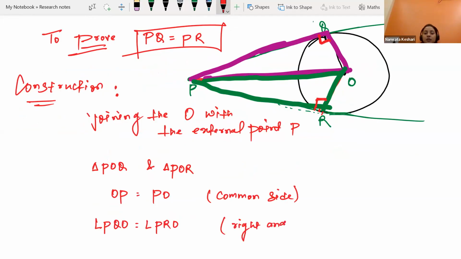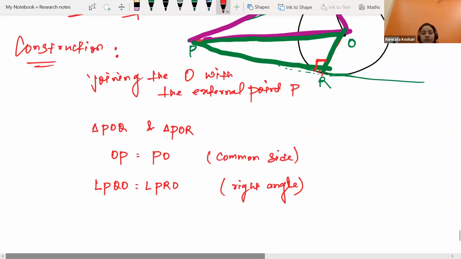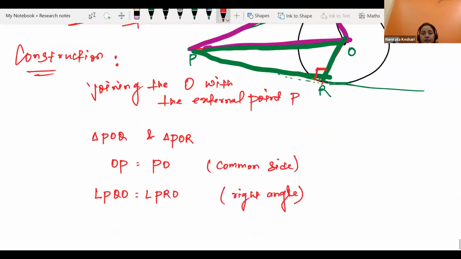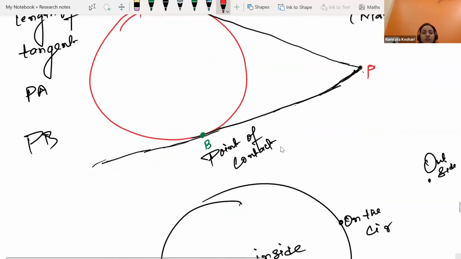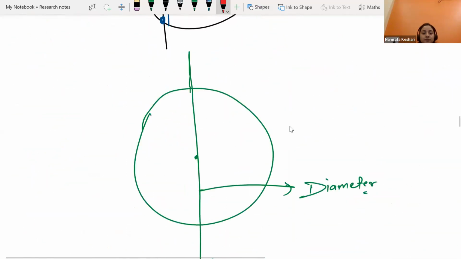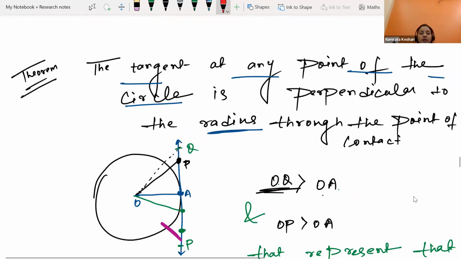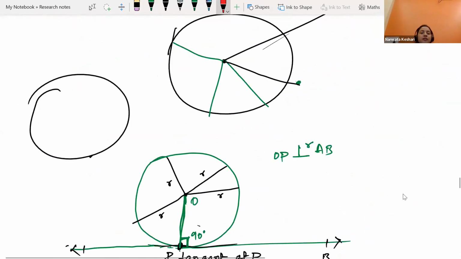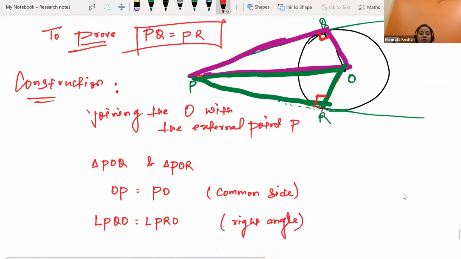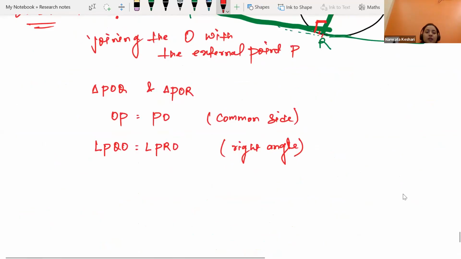We need to write the reason over here. You just write this theorem, the complete theorem over here. The tangent at any point of the circle is perpendicular to the radius through the point of contact. Basically you just need to write that the tangent is perpendicular to the radius through the point of contact.